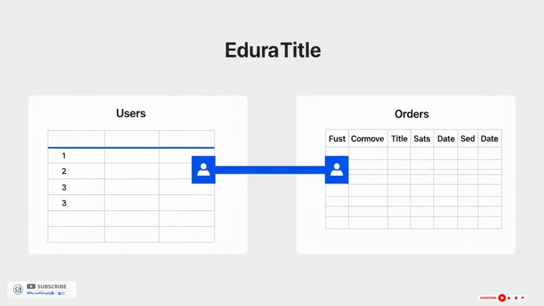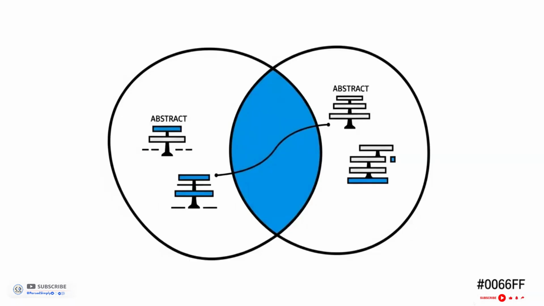SQL joins are clauses used to combine rows from two or more tables based on a related column between them. This relational structure prevents data redundancy by linking unique identifiers across different datasets. An inner join returns only the records that have matching values in both tables. For example, joining a customers table with an orders table will only display customers who have actually placed an order.